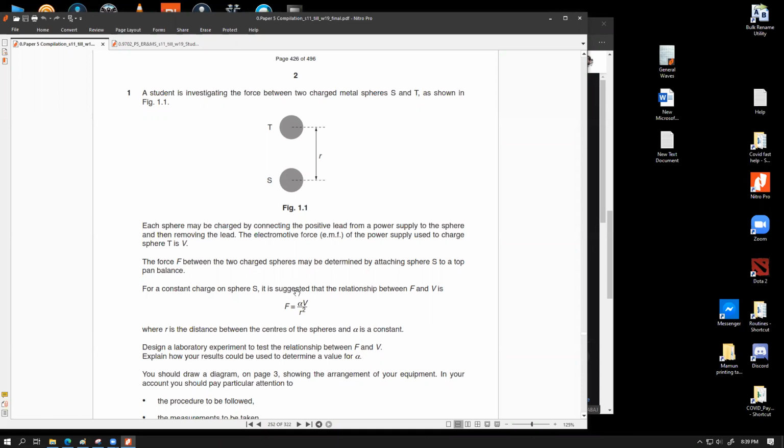Okay, so what I need you to understand, have a look. We are going to change the voltage which charges sphere T from a variable power supply, because V is the variable here. And we are going to have a fixed amount of charge on sphere S. So sphere S is not going to have any variation of charge. The only variation of charge is going to be on sphere T. We are not going to know how much charge we are working with, but we will know easily from how much voltage supply we provide. What that circuit is going to look like, I'm going to show you. Don't worry about that.